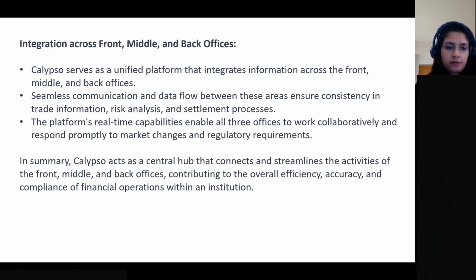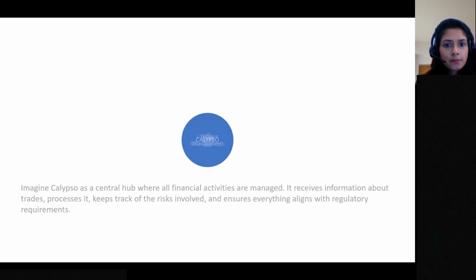This is the definition mentioned over here, how real-time Calypso handles the integration of all three modules. Nextly, now we'll see how Calypso is divided and how a classic trade, when it enters into Calypso, how Calypso processes it, and what is the role and functions of different life cycles in Calypso.